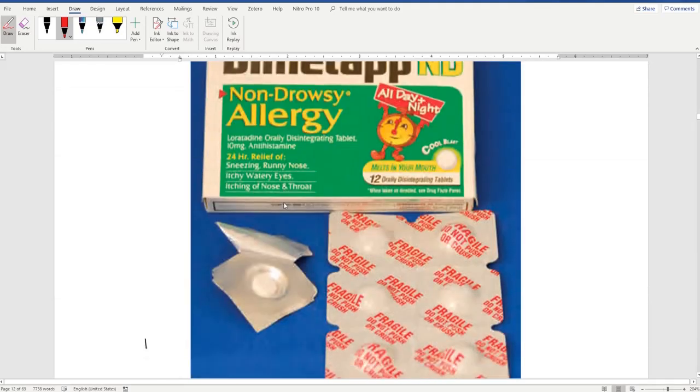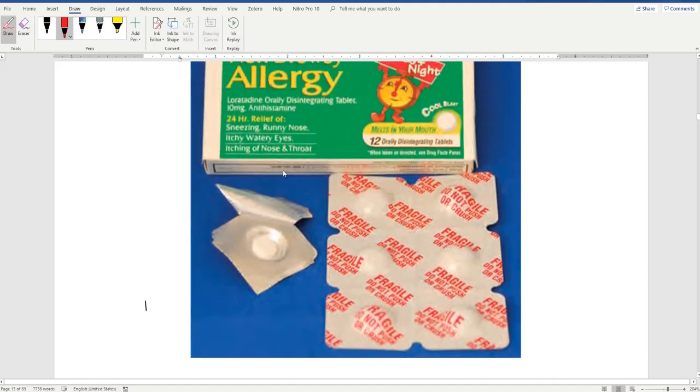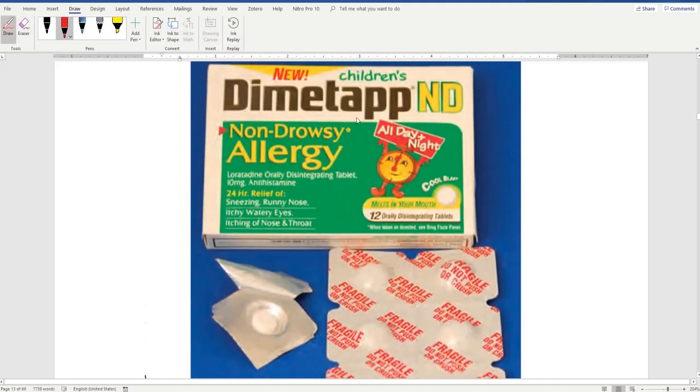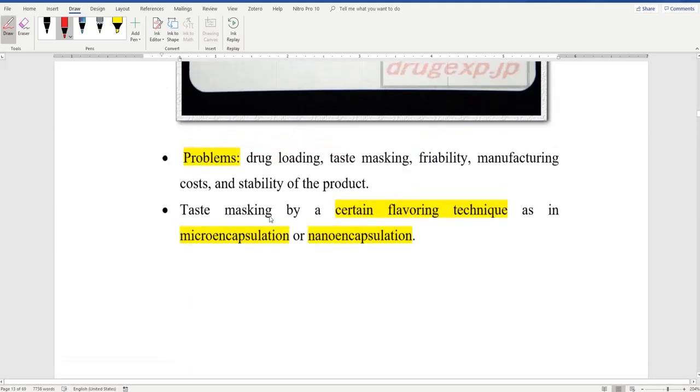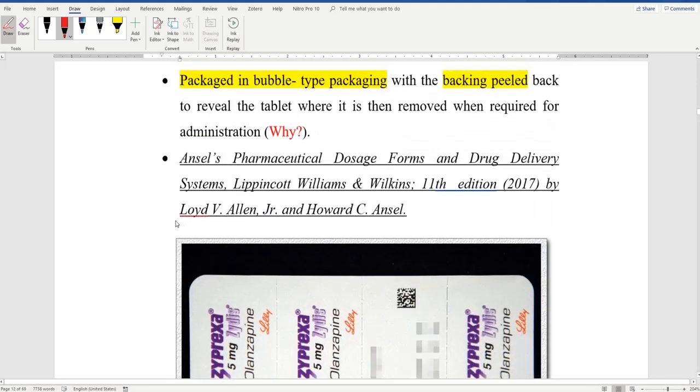Let me see if I have another photo. Okay, this is like bubble packaging. Also the box itself can contain bubble packaging. You know that when you don't want to break an item, you wrap it with a bubble package, right? The bag that has the bubbles. And all of this is to prevent the tablet from breaking.